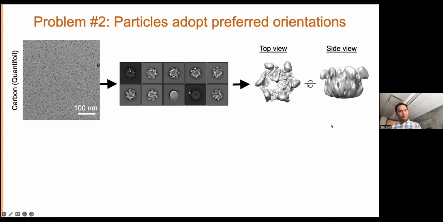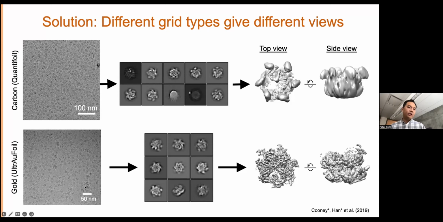And so nowadays in my lab, I do encourage people to always use a variety of grid types when they're optimizing their grids. Of course, the major advantage to gold is lower beam-induced motion, but this also had the side benefit, this really important benefit of giving distinct views, again, for reasons that I can't explain why.